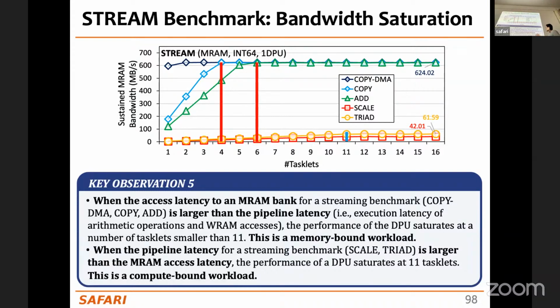If you think about how a workload like scale or triad behaves on a CPU or on a GPU, you will see that it is extremely memory bound. But now things have completely changed here. We have flipped the coin completely.